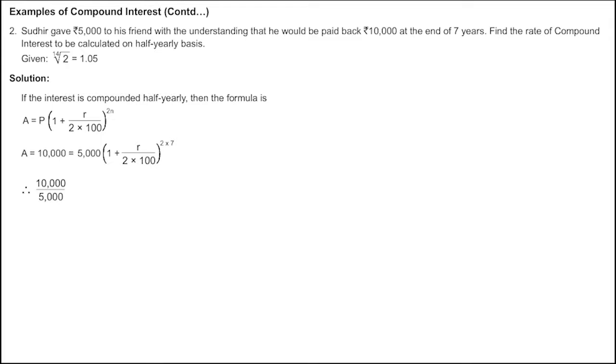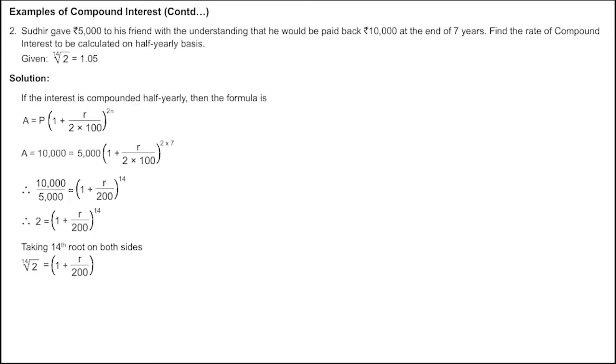So on the left hand side we get 10,000 upon 5,000, and on the right hand side we get 1 plus R upon 200 whole raised to the power 14. Now 10,000 upon 5,000 is equal to 2. So we have 2 on the left hand side, and what do we have on the right hand side? 1 plus R upon 200 whole raised to the power 14. Now we'll take the 14th root on both sides. So when we take 14th root on both the sides, it's nothing but saying 2 raised to 1 upon 14. When I take 14th root on the right hand side, I can say 1 plus R upon 200 raised to 14 whole raised to 1 upon 14.